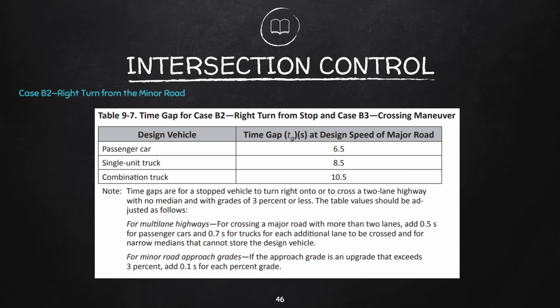That would be from 7.5 to 6.5, from 9.5 to 8.5, and from 11.5 to 10.5 for passenger, single unit, and combination design vehicle. Again, we will consider this for multi-lane highways: additional 0.5 per lane for passenger and 0.7 for trucks. And an additional 0.1 second per excess of the 3% grade.